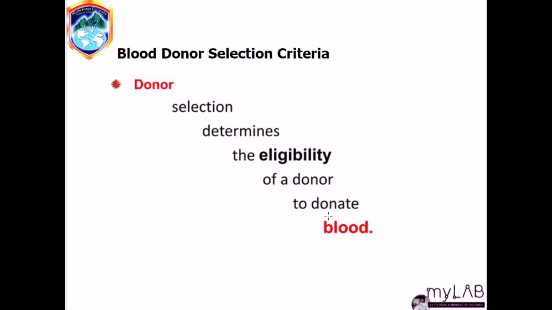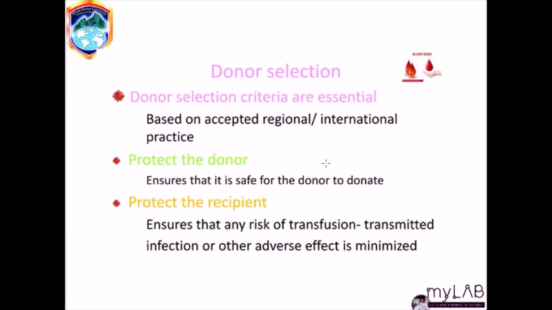Now, the blood donor selection criteria is extremely important because it determines the eligibility of a donor to donate blood. Because as much as you have done a recruitment program, as much as you have done a lot of advertising, once they come, we need to ensure that they are eligible, because we need to ensure that they are both safe and the blood they give is also safe for our recipient. So the selection criteria is essential, and it is usually based on accepted regional and international practices.